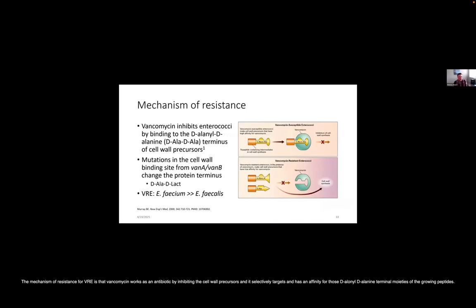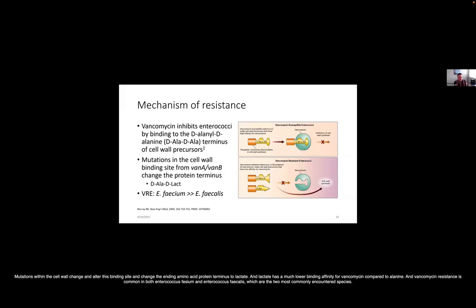The mechanism of resistance for VRE is that vancomycin works as an antibiotic by inhibiting the cell wall precursors, and it selectively targets and has an affinity for those D-alanine terminal moieties of the growing peptides. Mutations within the cell wall change and alter this binding site and change the ending amino acid terminus to lactate. And lactate has a much lower binding affinity for vancomycin compared to alanine.